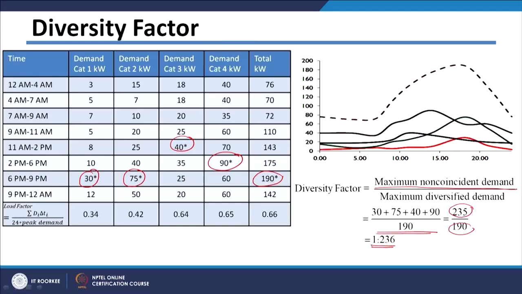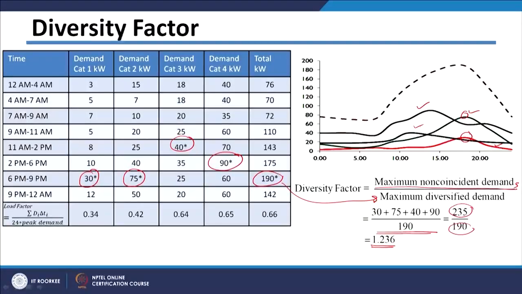1.2. So in this case, the diversity factor will always be more than 1, because your maximum non-coincident demand, if it is not coming at the same time, will always be higher than the maximum diversified demand. Maximum diversified demand is the total demand on a system. Since these non-coincident demands are not coming at the same time, the diversified demand will be lesser than the maximum non-coincident demands.